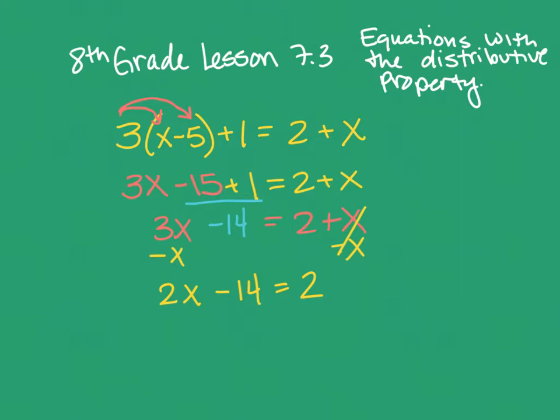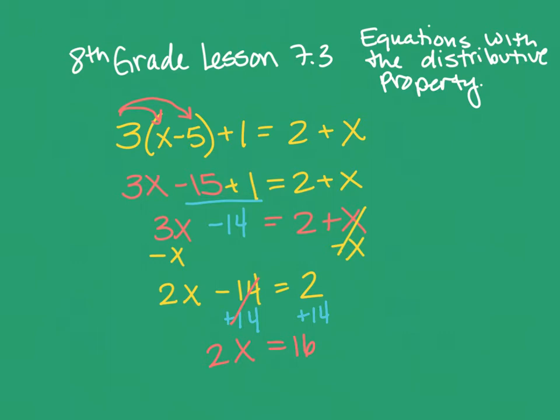Now I'm doing inverse operations to isolate my variable on its own side of the equation. So first of all, I'm going to get rid of this negative 14. Opposite of negative 14 is positive 14. I do that to both sides of the equation. I have to be fair and keep it balanced. That's going to cancel out. And that's going to leave me with 2x equals 2 plus 14 is 16.